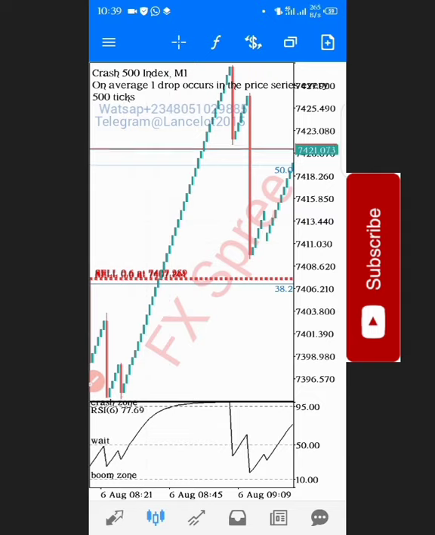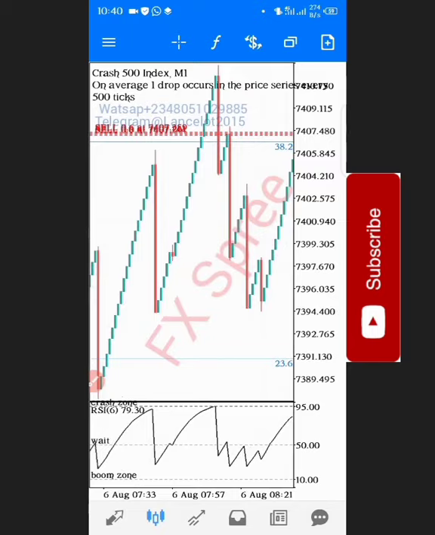So that is that. You have the crash there 2 times, then you take your profits. Let's look for one more before we go to another pair. This is Crash 500. The same thing is applicable to Crash 1000. If I take Crash 1000 or Boom 500, the same thing is applicable to the two instruments.